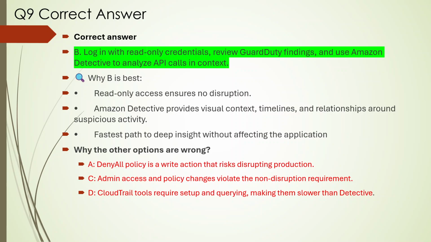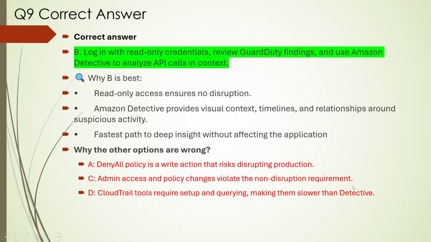Amazon Detective provides visual context, timelines, and relationships around suspicious activity. It is the fastest path to deep insight without affecting the application. Deny all policies is the right action that risks disrupting the production. CloudTrail tools require setup and querying, making them slower than Detective.